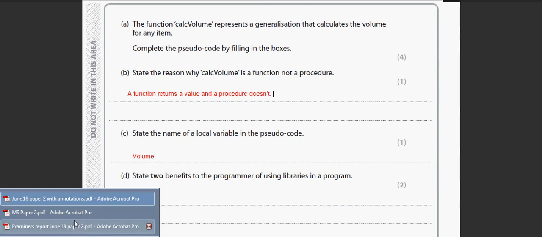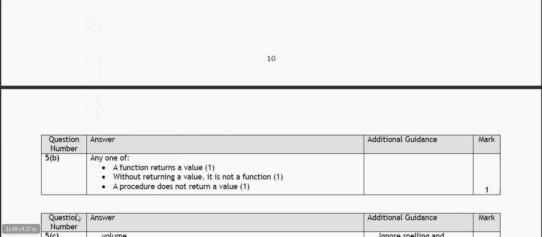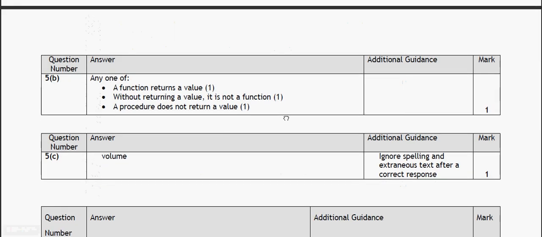I think there's only one answer to that. It's volume. It can be only volume. It's the only one there. There you go, volume. So that's your question 5B and C.